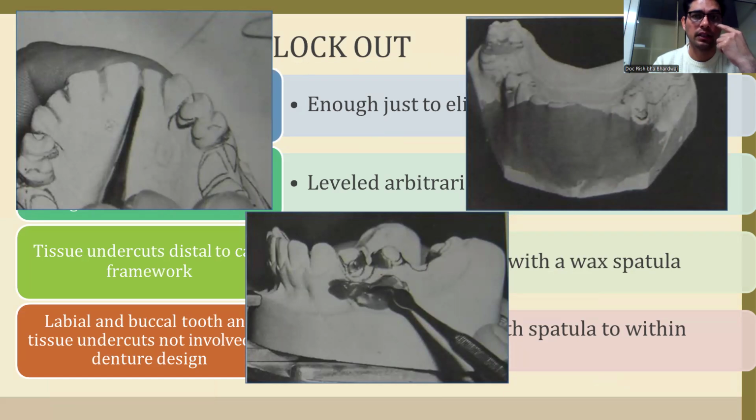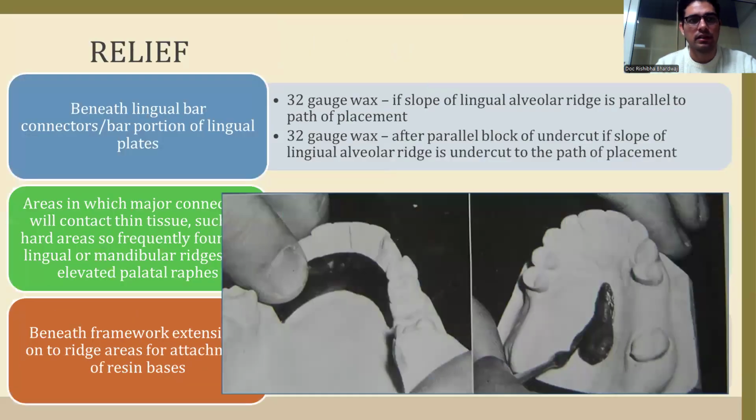As we can see in these pictures, these are the blockouts. We can see the reciprocal arm always rests above the blocked out areas, whereas in the case of the retentive arm, the terminal third of the retentive arm engages the undercut and makes our prosthesis retentive, where the relief is to be given.